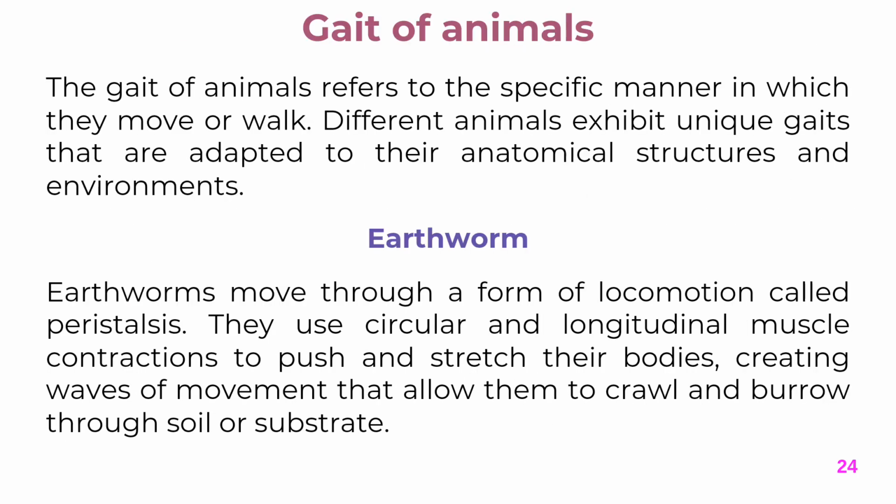Gait of animals. The gait of animals refers to the specific manner in which they move or walk. Different animals exhibit unique gaits that are adapted to their anatomical structures and environments. Earthworm. Earthworms move through a form of locomotion called peristalsis. They use circular and longitudinal muscle contractions to push and stretch their bodies, creating waves of movement that allow them to crawl and burrow through soil or substrate.